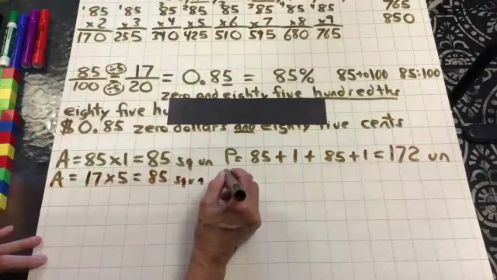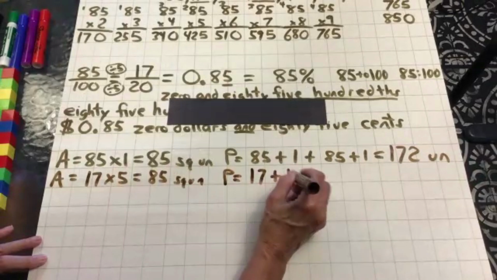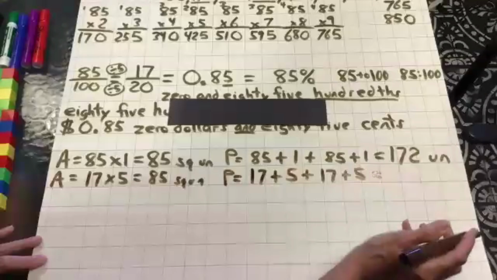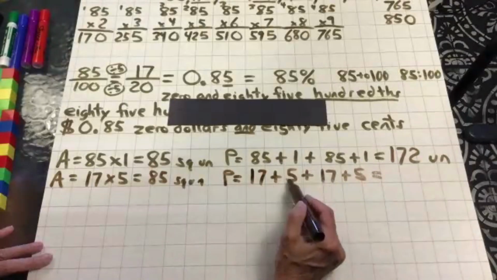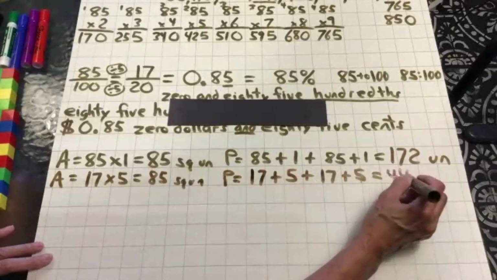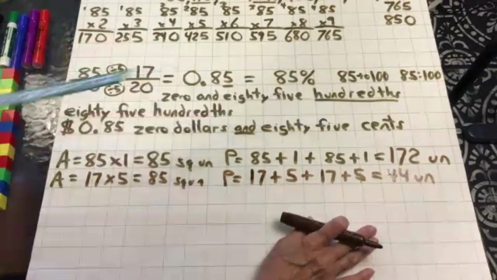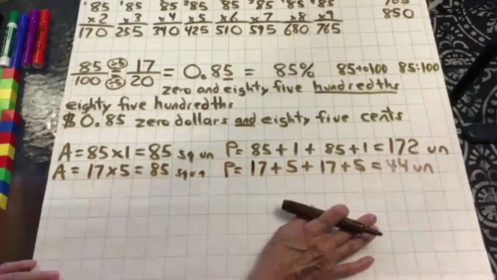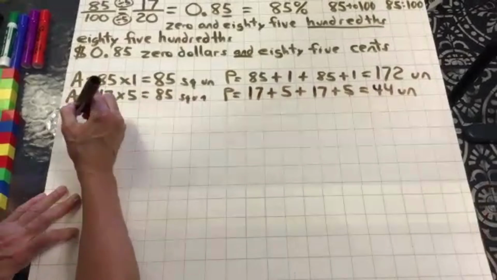I won't give you another rectangle. So anyways, we have 17 plus 5 plus 17 plus 5 equals. So 17 plus 17 is 34 plus 10, 5 plus 5 is 10. So that would be 44 units. And we're done today with our area and perimeter. All right, let's move on to the next category of volume.